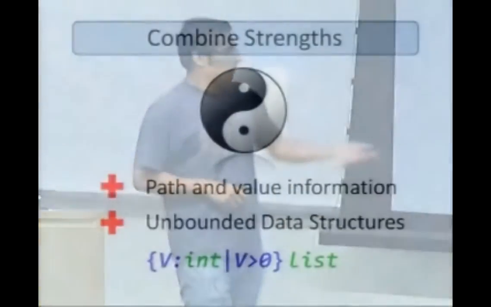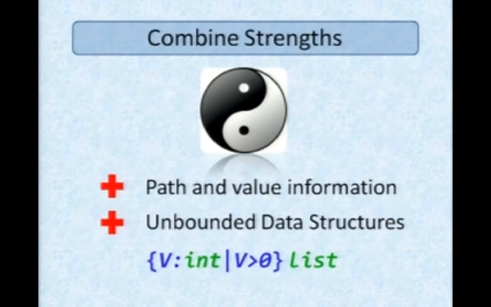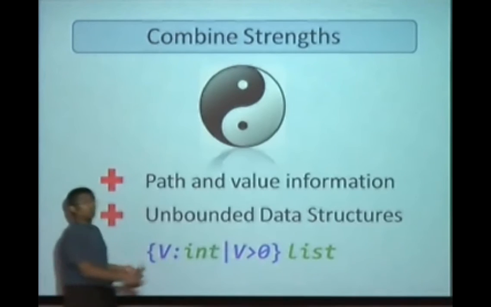So can we take the model checking strength of path and value information and the type system strength of being able to reason about shapes and put them together, for example, like so, to say that something is not just an integer list, but a list of integers, all of which are greater than 0?